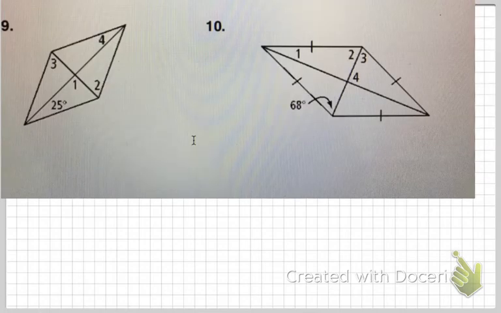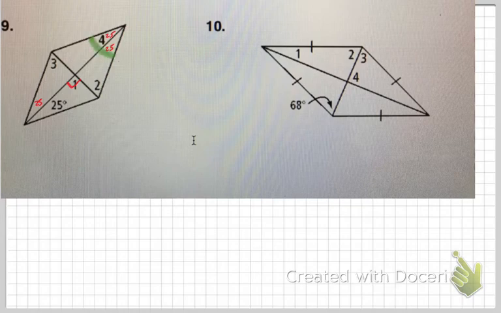Let's look at numbers 9 and 10 here real quick. So just finding missing angle measurements. Both of these are rhombi. So if these are rhombi, I know that this is 25. I know that this angle would also be 25 and 25, because remember, this is an angle bisector, and I also know that these two angles are congruent, so we're good there. I know that this is a right angle here, so that would be 90.